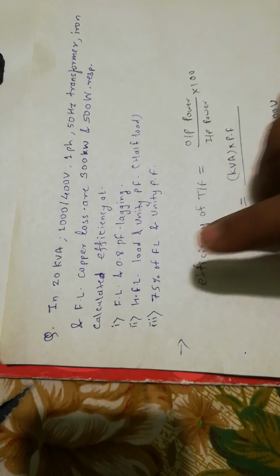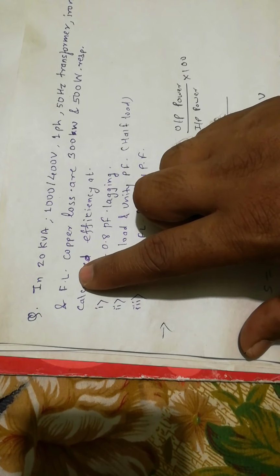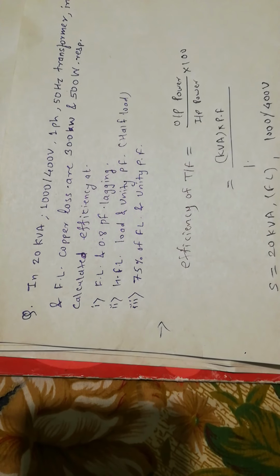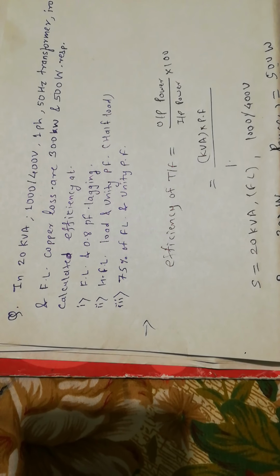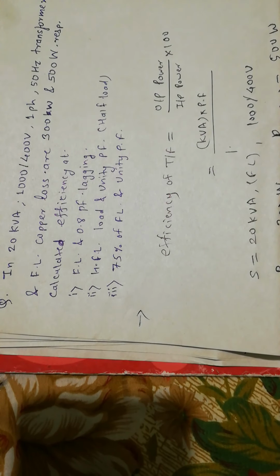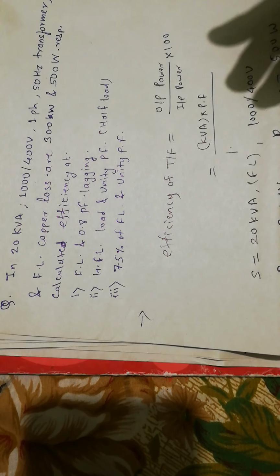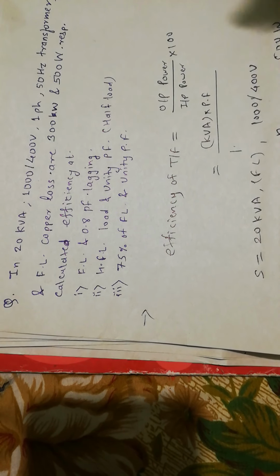See here, it is particularly mentioned that the full load copper loss is 500 watt, because iron loss remains constant for all loads, but copper loss is a variable loss. Therefore this copper loss of 500 watt is at full load only, and it can vary for other loads, such as half load, where there is a different value.